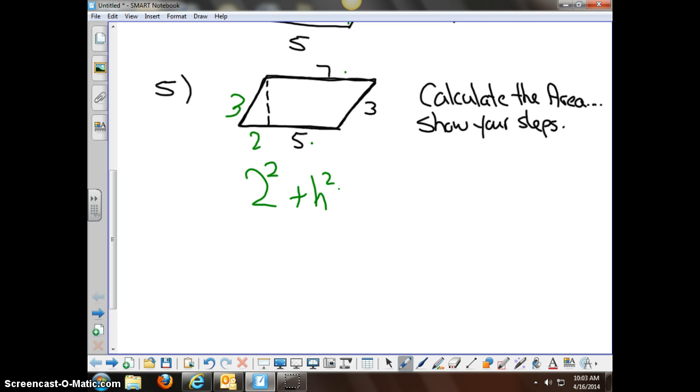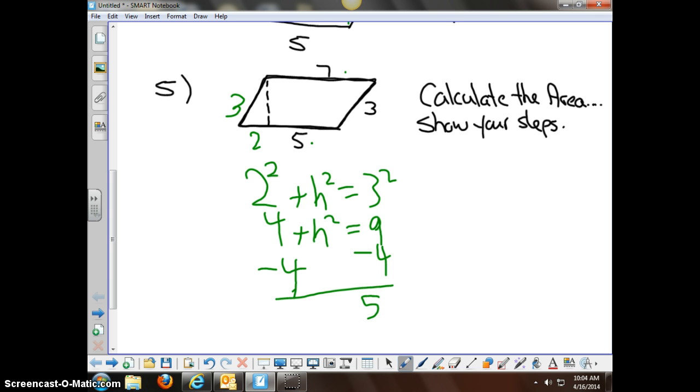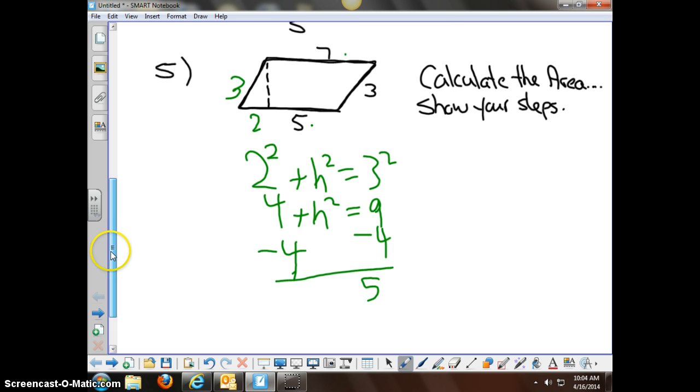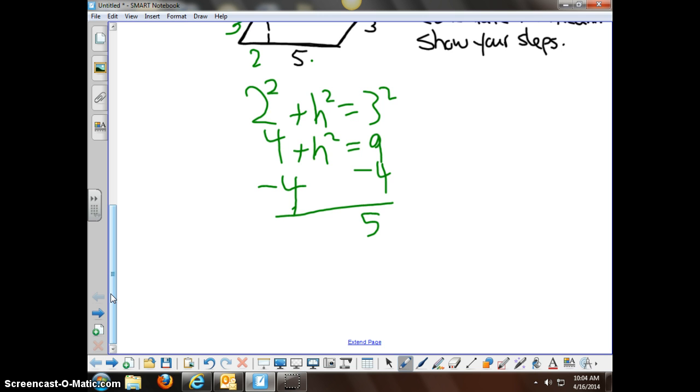And then equals 3 squared. So 4 plus h squared equals 9, and then we subtract 4 from both sides. 4 or 5? 5. Whoops. Subtract 5 from both sides. And then we have 5 equals h squared. Then we find the square root.